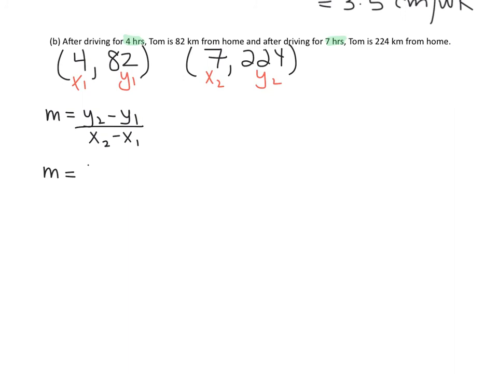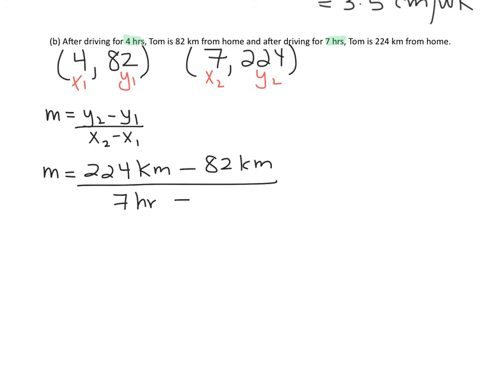So my y2 value is 224, and the units attached to that were kilometers, minus my y1 value, which is 82 kilometers, all divided by my x2, which is 7 hours, minus my x1, which is 4 hours. So 224 kilometers minus 82 kilometers is 142 kilometers, all divided by 7 hours minus 4 hours, which is 3 hours. And 142 divided by 3, it's not going to work out to be a nice whole number.